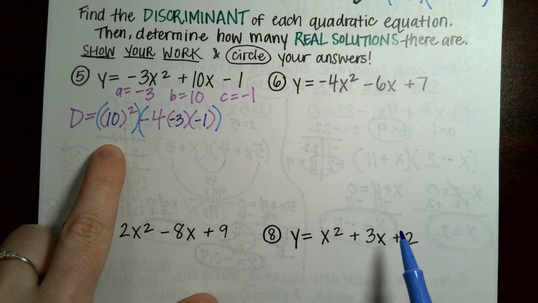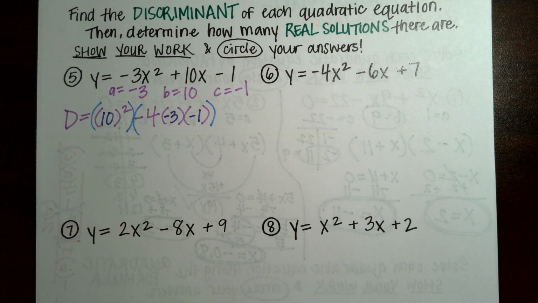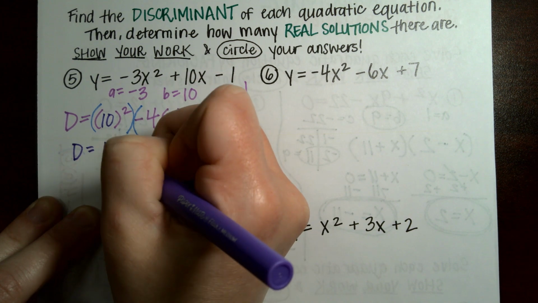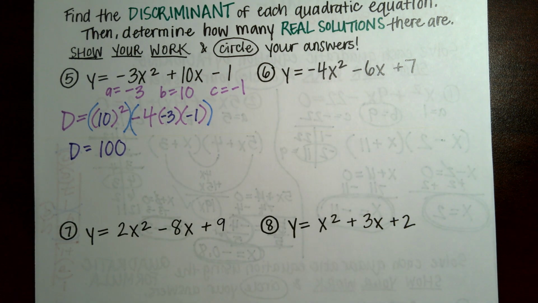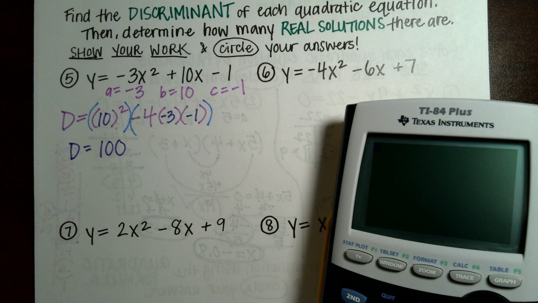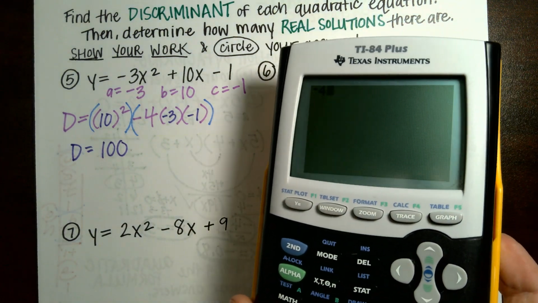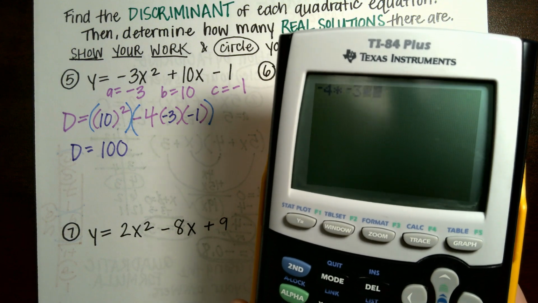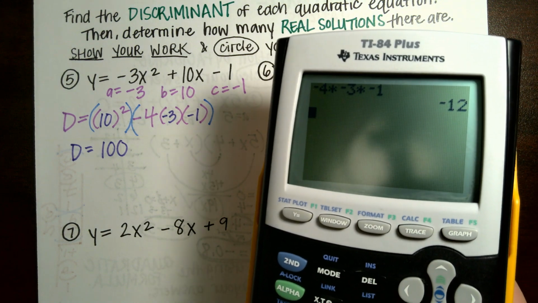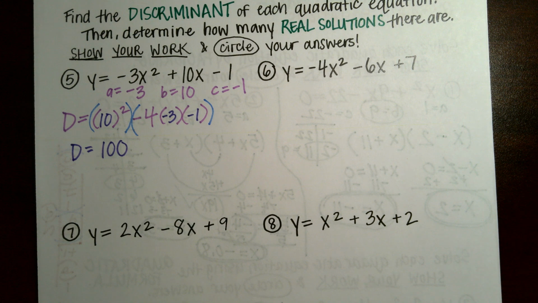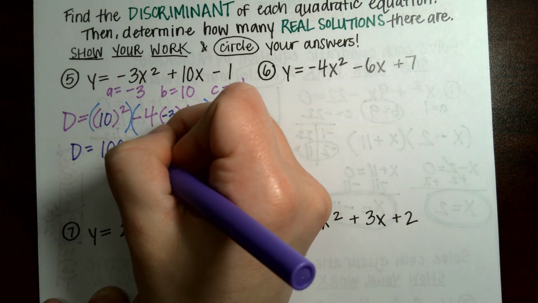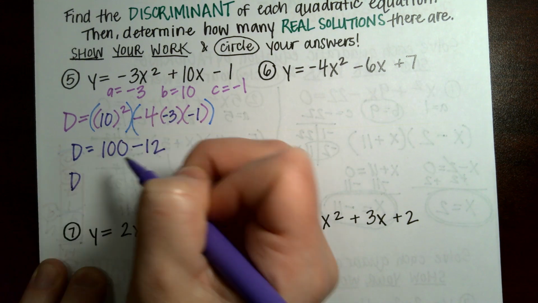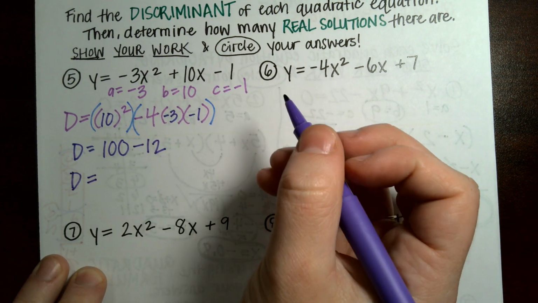So what's 10 squared? That is 100. That B equals 100. And now let's see what -4 times -3 is. -12. Okay. -12. 3 times -1. -12. So are we gonna write +12 or -12? Good, -12. And what is 100 minus 12? 88.